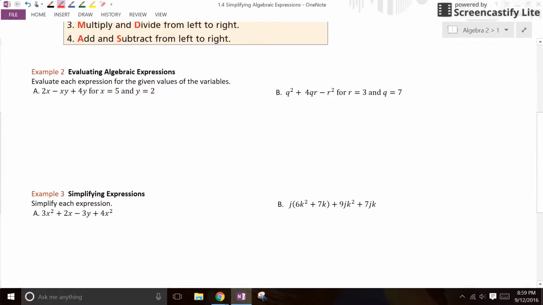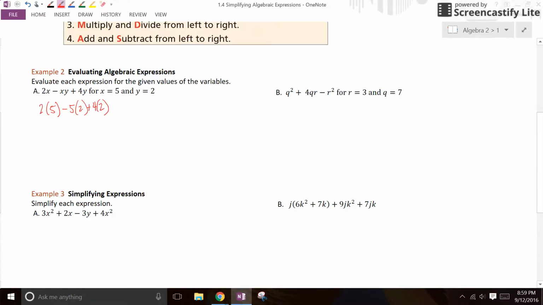All right, so here's example 2. Evaluate this when x is 5 and y is 2. So I'm going to plug a 5 in for all the x's. That's going to be 2 times 5 minus 5 times, let's see, y is 2, plus 4 times 2, and that's me substituting everything in.